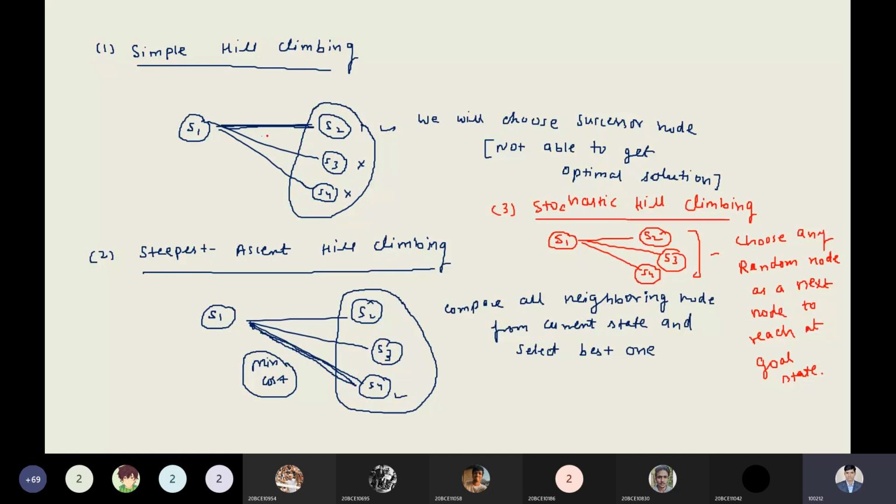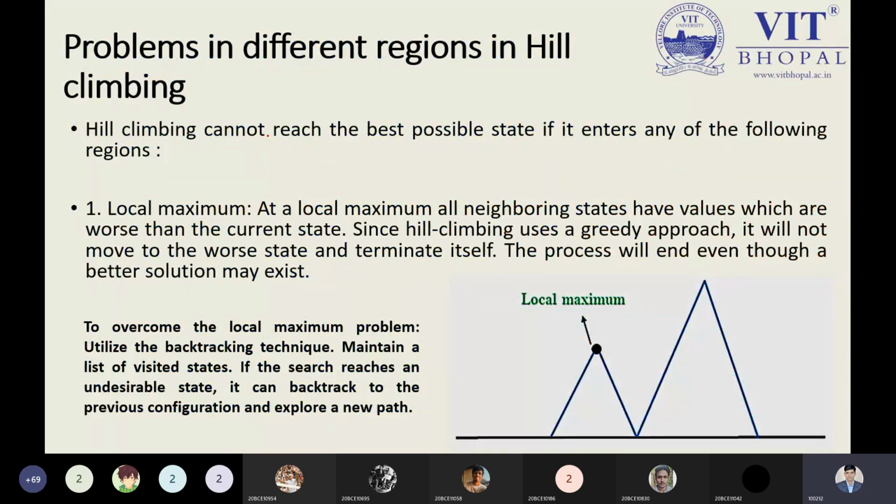So after understanding the hill climbing approach, its features, its variants and types, we have to understand what problems we can have in the different regions. So we have seen its state space diagram. So from that, what are the problems we can have? Just look at this one. So problems in the different regions we can have.